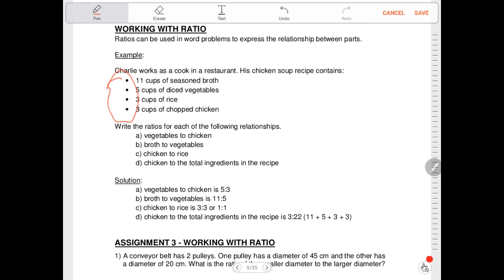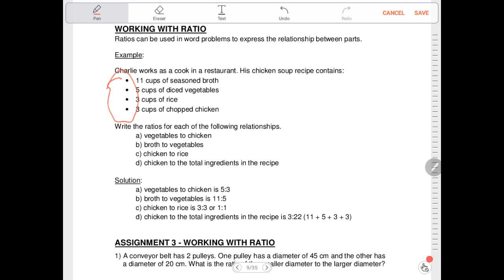So for example, you have to have 11 cups of seasoned broth along with 5 cups of diced vegetables. If you went with 11 cups of seasoned broth and 4 cups of diced vegetables, the recipe would not turn out the same. So it is very important to be able to take the information from a question and realize what they're trying to communicate with you. And that simply is the proportions, how things must go together.